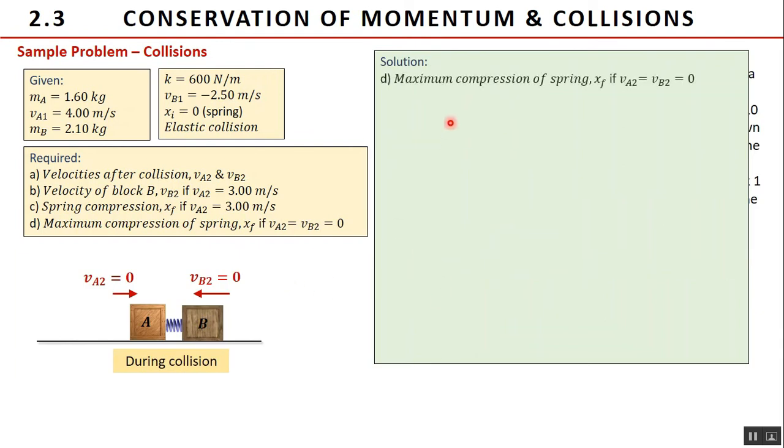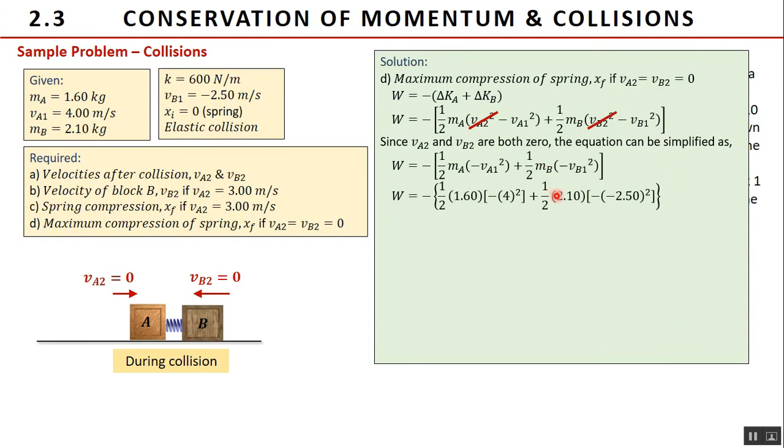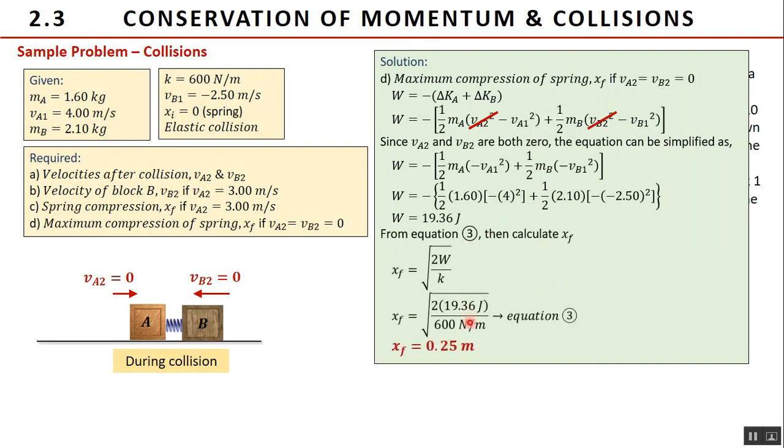Now for letter D, we are looking for the maximum compression of the spring. It will happen at the instant the blocks come to rest. It means that all of the kinetic energies of the blocks are converted into the work done on the spring. From letter C, we will use again the equation of work, but this time, VA2 and VB2 are zeros. Substituting all given information, the maximum work done is 19.36 joules. Then, we go back to equation 3, and solve for X sub F. So the maximum compression of the spring is 0.25 meter.